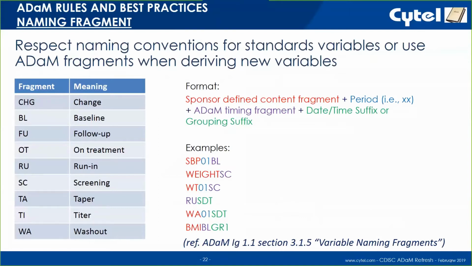For example, SBP01BL is the systolic blood pressure at baseline, and probably this is an example coming from a study that has a crossover, where you have several baselines, or you have several periods, and in that case, the analysis was requiring the baseline of the systolic blood pressure at each period, and therefore you have the period component. Instead, if you see WEIGHTSC, it's the weight at screening. So the screening is probably just one. In that case, you don't need the period fragment. I'll let you see the other examples yourself.